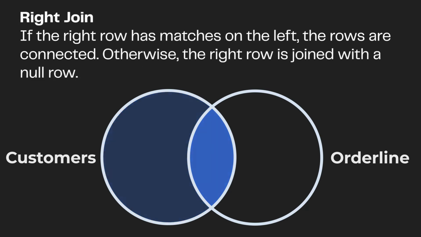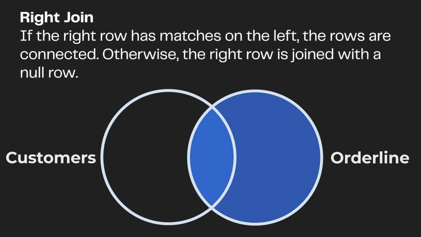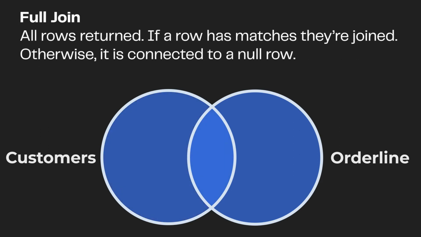Right join, if rows from the right table have matches on the left, the rows are connected, otherwise the rows from the right table are joined with a null row. And in a full join, all rows are returned. If a row has matches, they're joined, otherwise it is connected to a null row. In the following example, we'll join the customers and order line tables and show examples of each type of join.